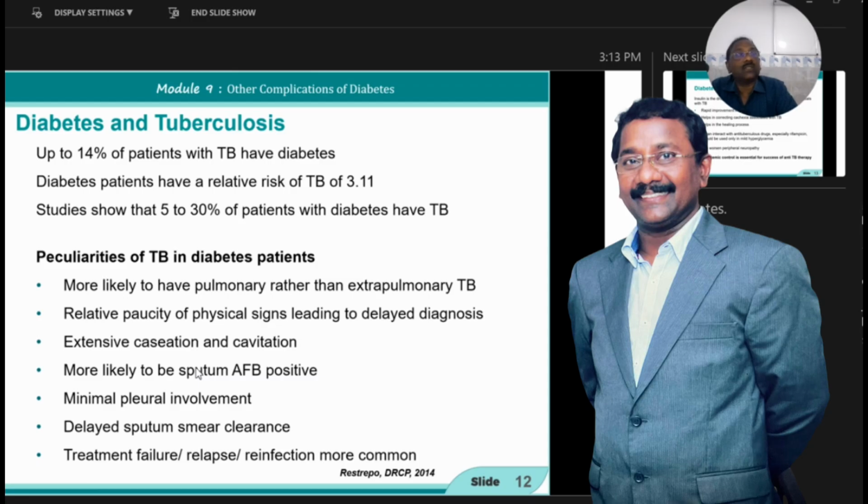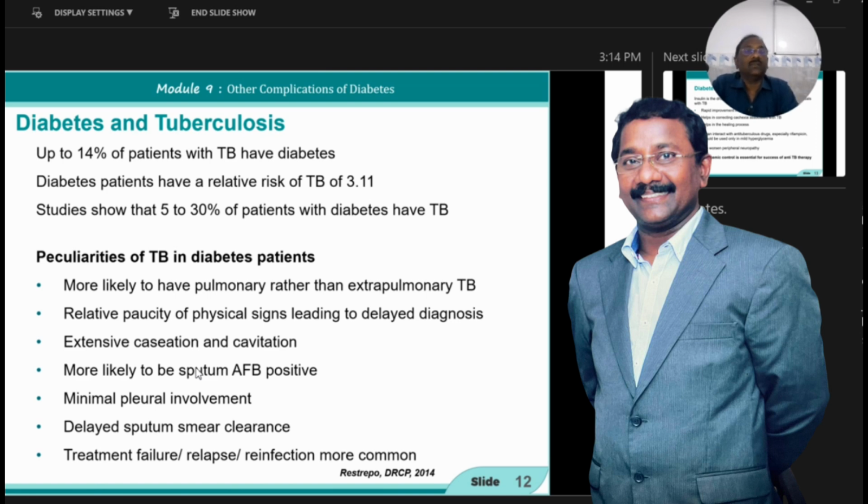Peculiarities of tuberculosis in diabetic patients. See, these are all separate. They are more likely to have pulmonary rather than extrapulmonary tuberculosis. There is a relative paucity of physical signs, leading to delayed diagnosis. Usually the signs will be very few and the symptoms are also very few.